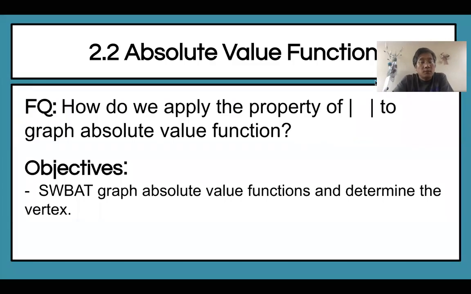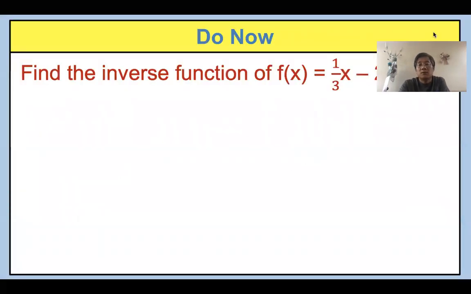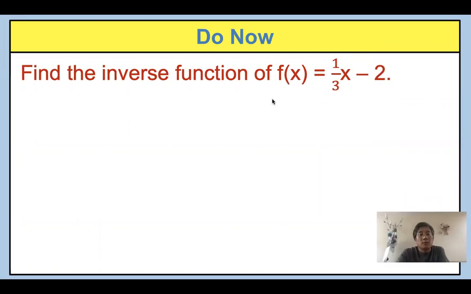Hi everyone. Today we are going to talk about 2.2 absolute value function. So we are going to graph absolute value functions and determine the vertex. So before we start the lesson, let's try the do now. Can you find the inverse function of f of x equal to 1 over 3x minus 2?